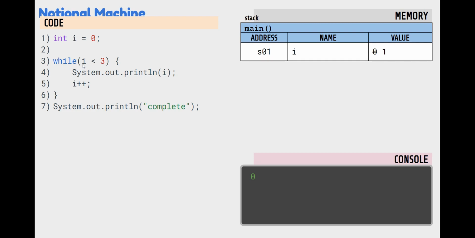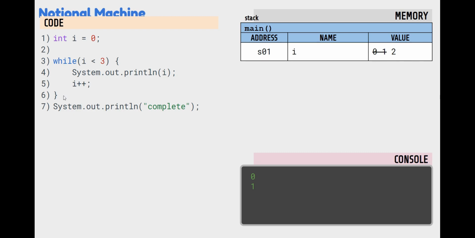That Boolean expression, I less than 3. In stack memory, I is currently a 1. We are asking if 1 is less than 3. That evaluates to a true, which means we step inside this while statement. We execute line 4. We print I to the screen. We're printing a 1 to the screen. That's the current value of I. Line 5, we increment I by 1. I is now 2 in memory.